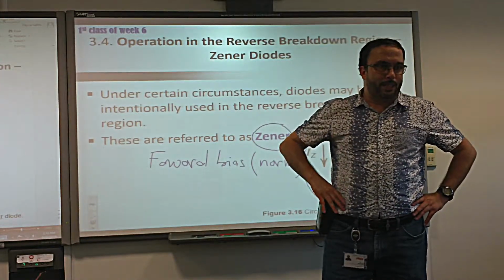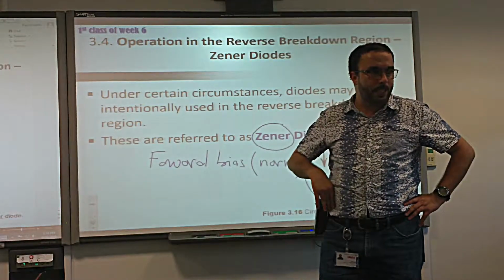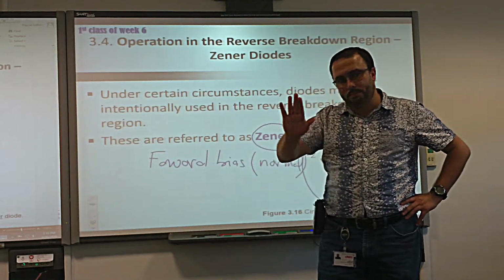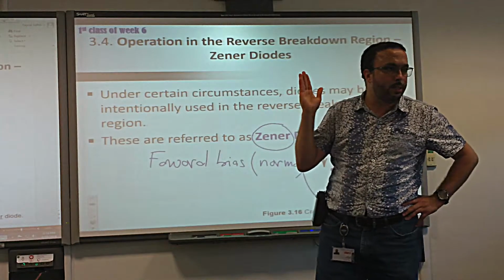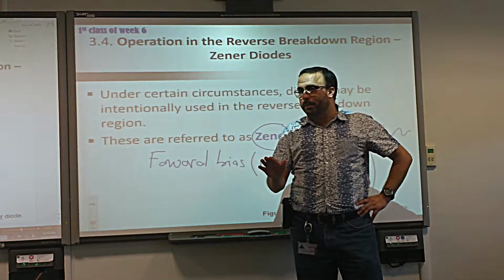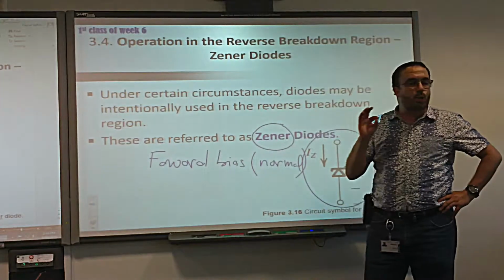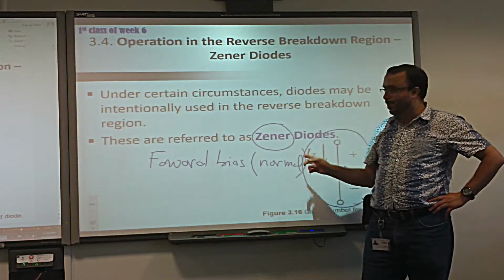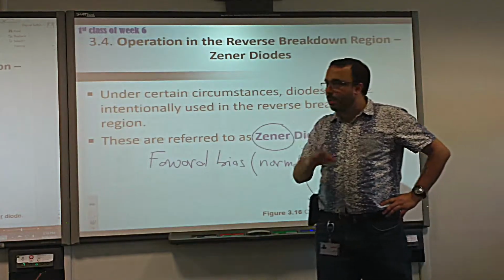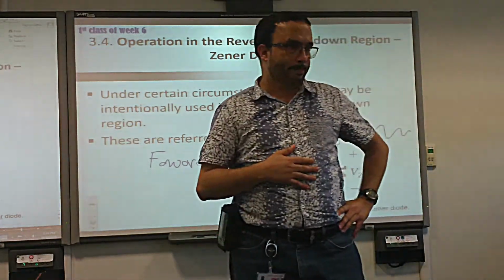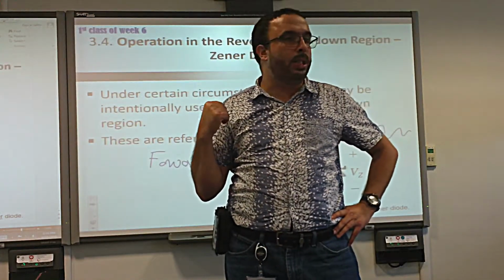Now for breakdown, we need a model, and we are going to show it next. That's the model that we need to discuss. For the reverse zone alone, it's an open circuit. There's nothing we can do about that. Current is 0. Now for the breakdown, we have a model, and we also have a special diode. The diode that works the best in the breakdown is the Zener diode. I will show you how it works better than any other diode. That's why we call it a Zener diode.